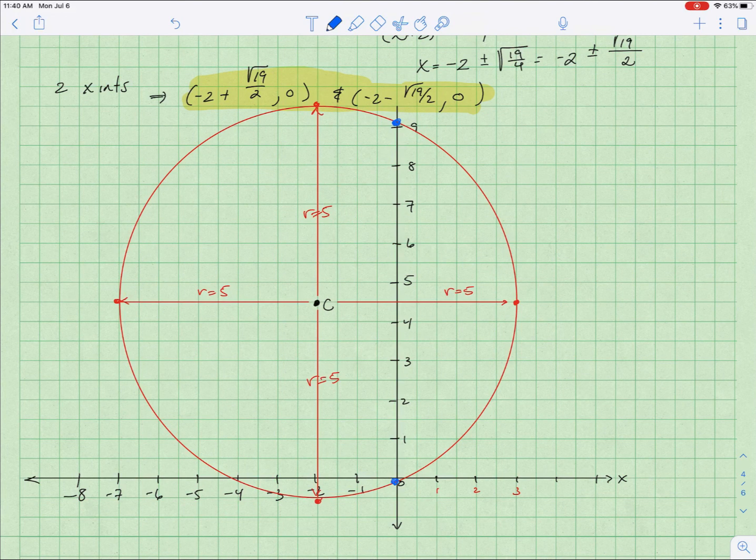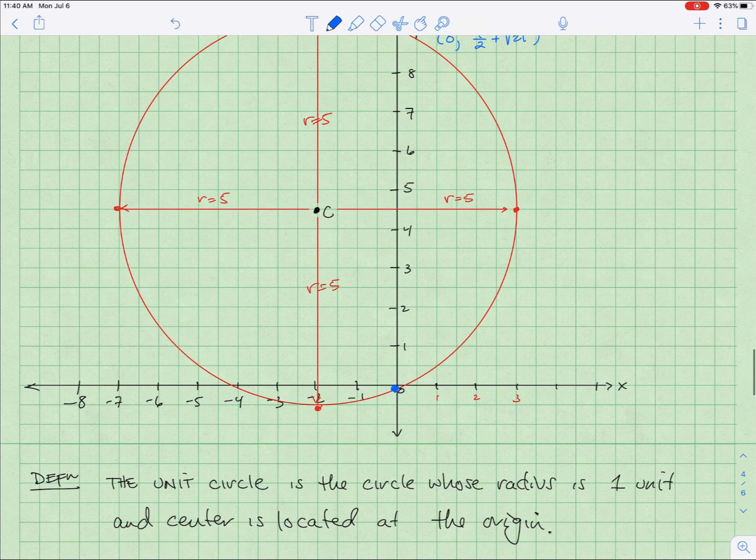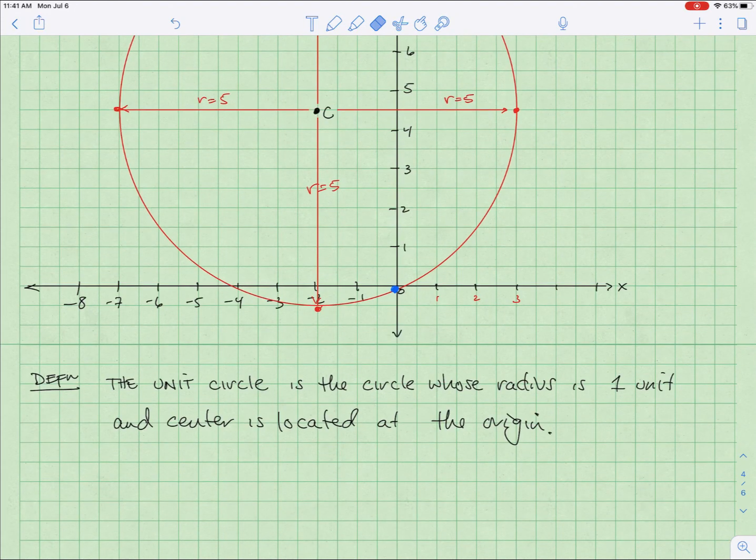y-intercepts. This one was 0, 9 halves plus the square root of 21 is the upper one, and this was 0, comma 9 halves minus the square root of 21 must be the lower one. And, ooh, those are all really close together. I better move that. Let's see. Let me erase that. This y-intercept down here is 0, 9 halves minus the square root of 21.